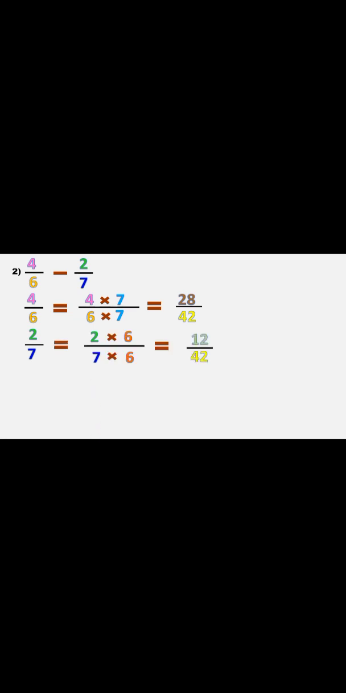Similarly, I am going to take the second fraction and multiply it with 6. And my answer is 12 upon 42. Now it has turned into a like fraction and you know how to subtract like fractions. So 28 upon 42 minus 12 upon 42. What is the answer? 28 minus 12 upon 42, that equals 16 upon 42.